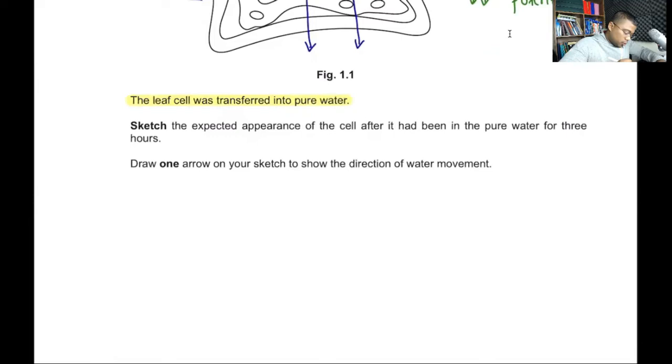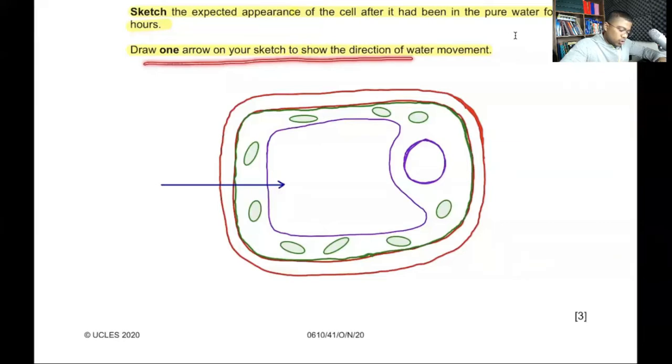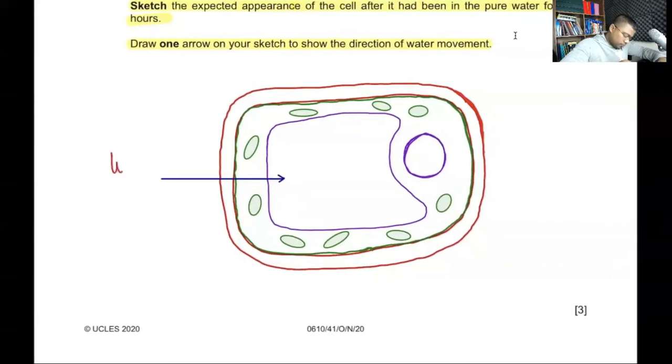The leaf was transferred into pure water. Sketch the expected appearance of the cell after it had been in the pure water for 3 hours. Draw one arrow on your sketch to show the direction of water movement. So this is the direction of water movement. We have drawn the cell turgid because water entered this particular cell and the water is pushing on the cell wall.